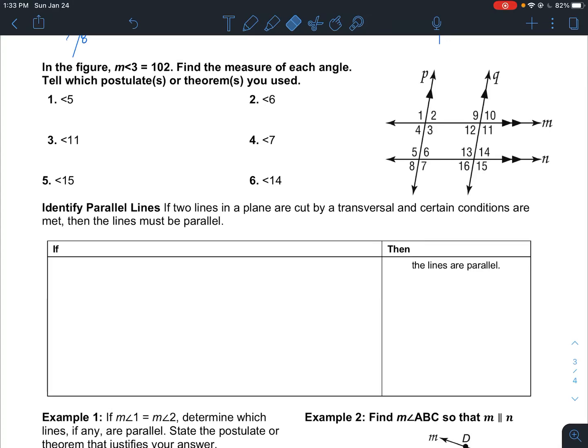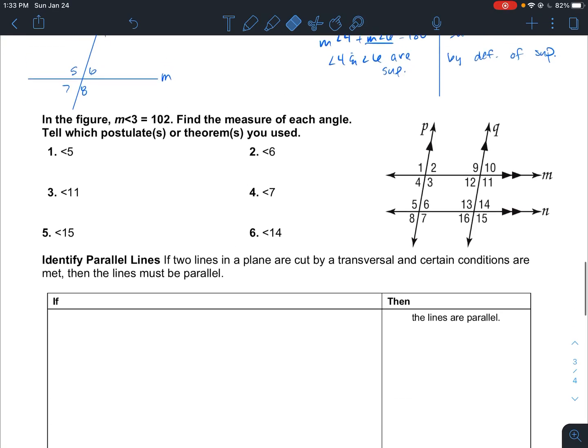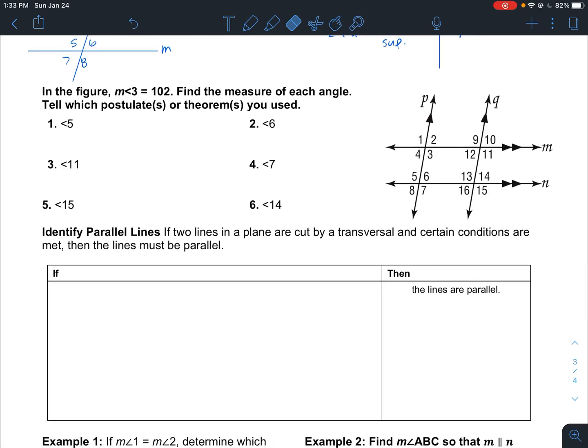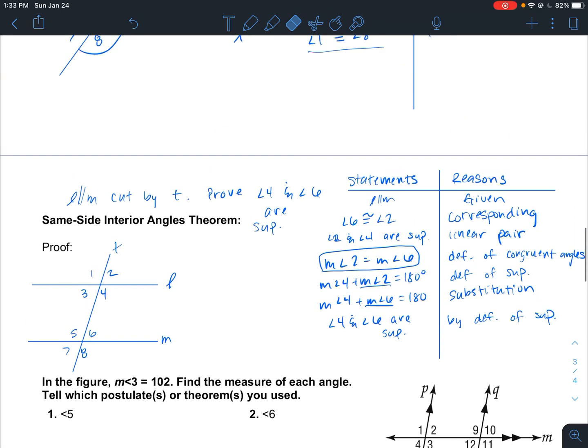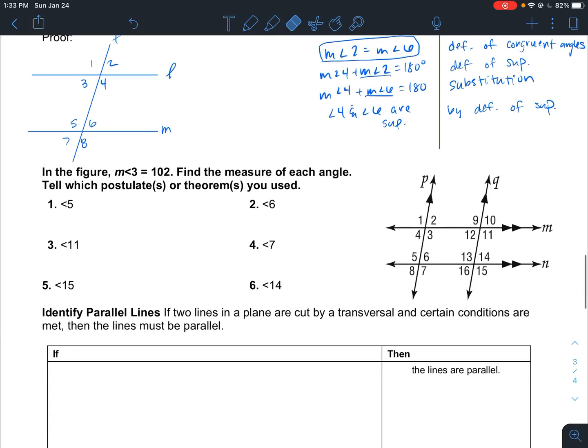Okay, now we're going to finish ending 6.0b by going through some examples. We're going to use the theorems that we just went over and talk about how we can apply them.